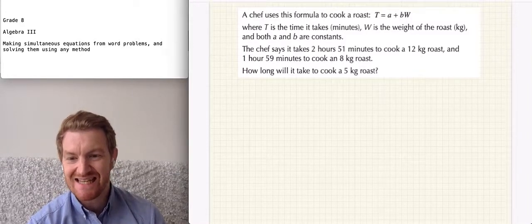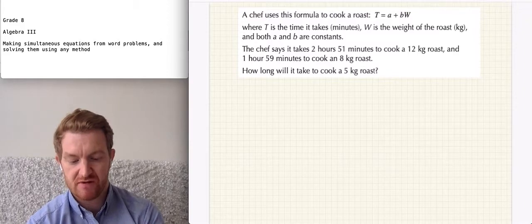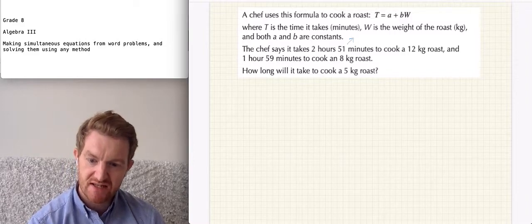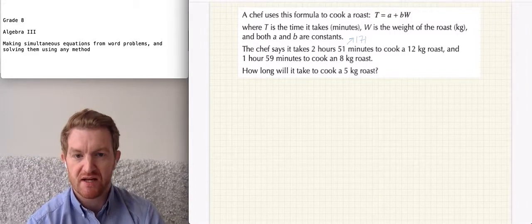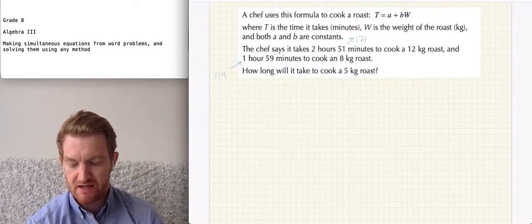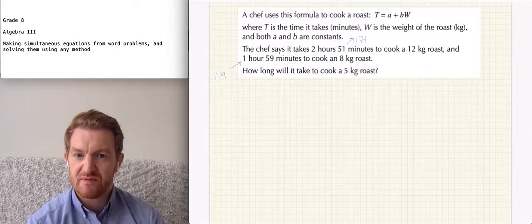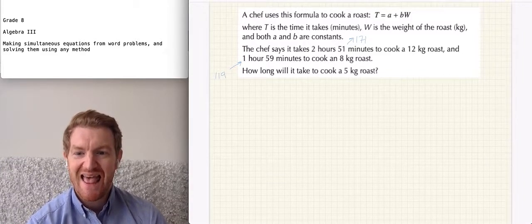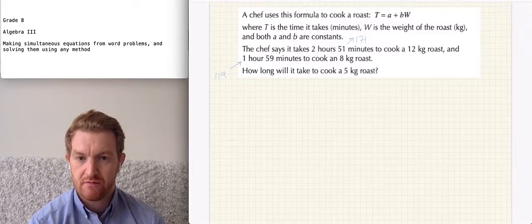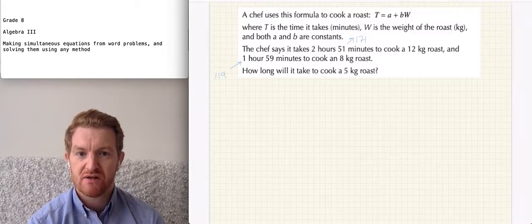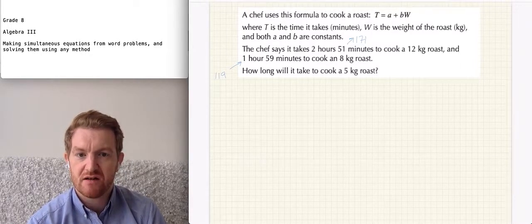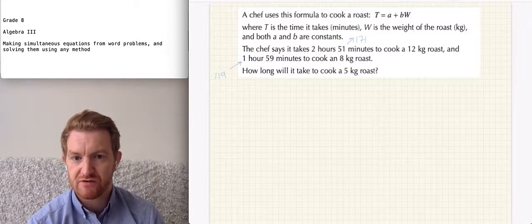Now notice it says t is time in minutes. So the first thing we should do with this question before we start is say, okay, I've got 2 hours and 51 minutes, 60 minutes in an hour, so that's 171 minutes. Here we've got an hour and 59, which is 119 minutes. So before I even start, I should be thinking very carefully. It says A and B are constants. So A and B are what we're going to solve. We need to find the values of A and B because the weight and the time can change, okay? But we need to know what A and B are before we can solve that question.